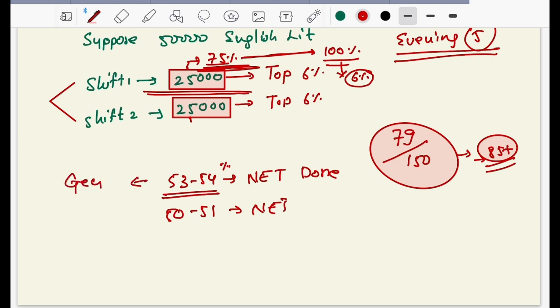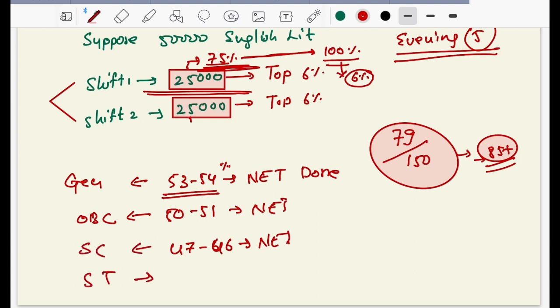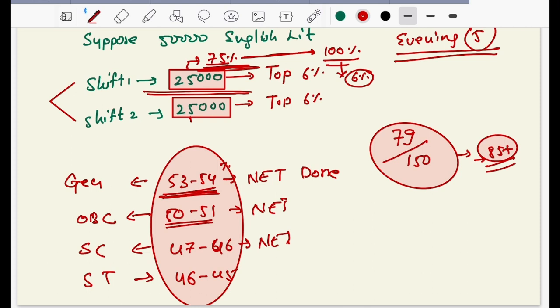This is for general, this is for OBC, okay? For SC I think it is somewhere around 47 to 46 for NET, for SC category, and for ST it will be somewhere around 46 to 45, right? Here I have confused you a little bit, but don't get too much into numbers, right? Here it is 53 to 54, and for OBC it might be 50 to 51, and for SC there will be 46 to 47, and for ST 45 to 46, right?